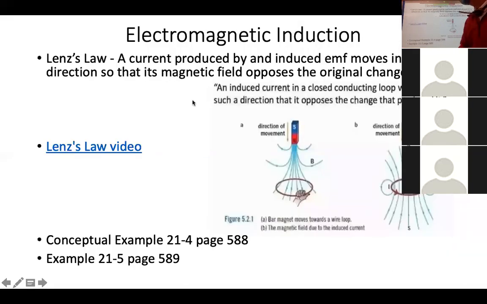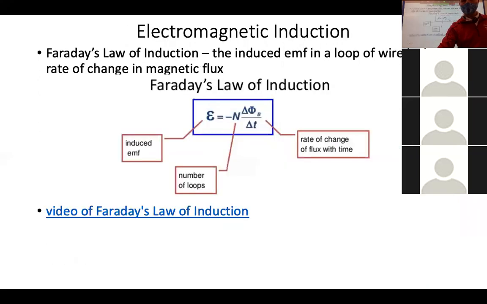Okay. Right. So again, yesterday we talked about how a change in flux produces an EMF and therefore produces a current in a loop of wire. If I can go back a slide. Is that the slide? Yes. This is the formula here.